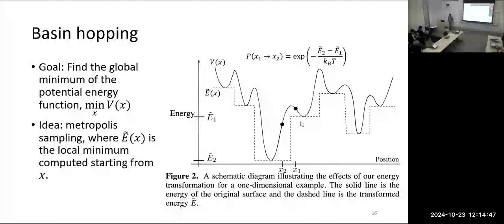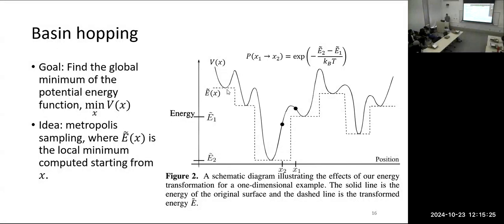And there are several local minima. What we're going to do is Metropolis sample, but we're not going to Metropolis sample the potential energy curve itself. We're going to Metropolis sample the energies that you would get if you started a local minimum optimization at a particular location. So given any location x on this curve, if you start a local minimization starting over here, then it will end up over here. And the energy that you get is what I'm calling E tilde.